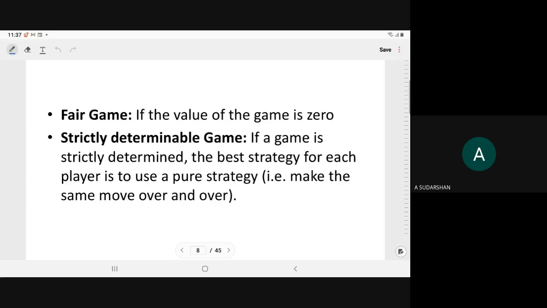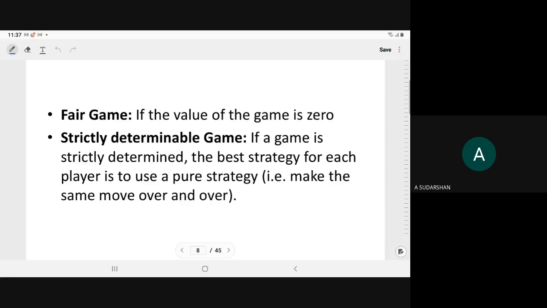Right. So from there we have the idea of the fair game. What is a fair game? If the value of the game is 0, then we say it is a fair game. Strictly determinable game means if it is of pure strategy, then we say it is a strictly determinable game. Strictly determinable means we can decide strictly what is the value of the game and what is the optimal strategy. So if a game is strictly determined, the best strategy for each player is to use the pure strategy.